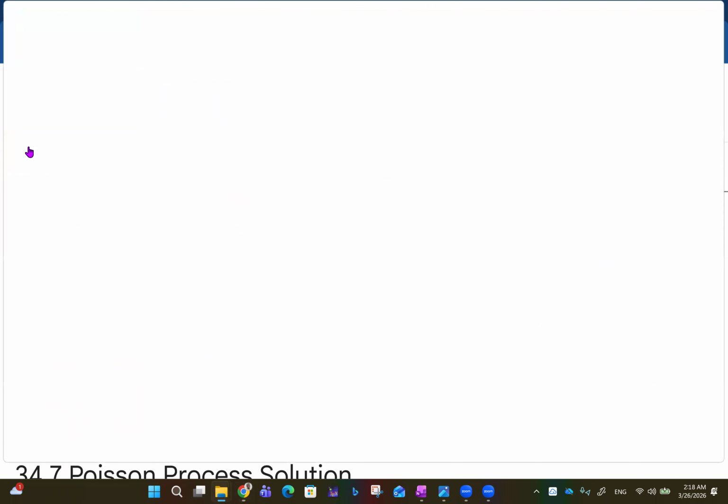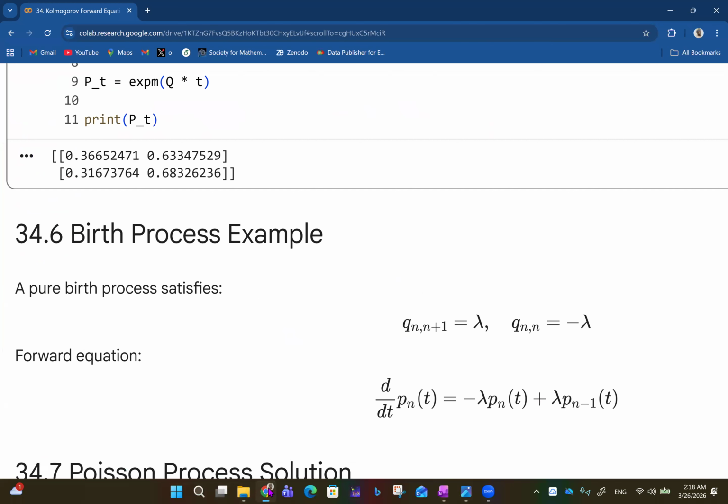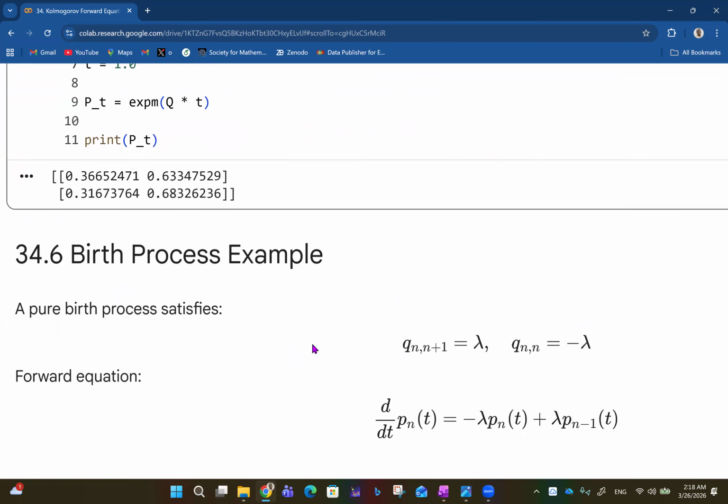And then we talk about the Bethe process example. A pure Bethe process satisfies that Qn,n+1 is lambda, while Qn,n is minus lambda. So that is, moving from a state to the next state is lambda, but remaining in the same state is minus lambda. So that's the Bethe process. And then for the forward equation, we have that d/dt of Pn of t will be minus lambda Pn(t), plus lambda Pn-1(t), like this.